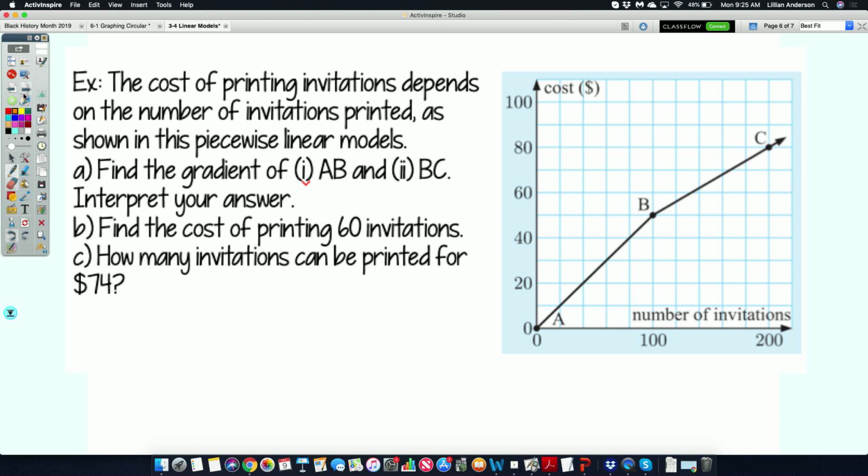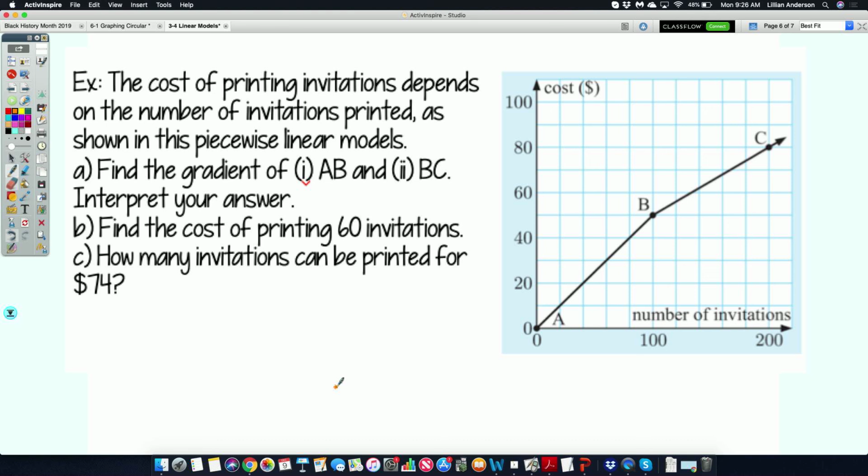So, let's take a look. The cost of printing invitations depends on the number of invitations printed, as shown in the piecewise linear model. Now, this one is different from the other two, because, as you can see, from A to B it's one line, but from B to C it's a completely different line with a completely different gradient. So because of that, part A asks you to find the gradient of AB and the gradient of BC.